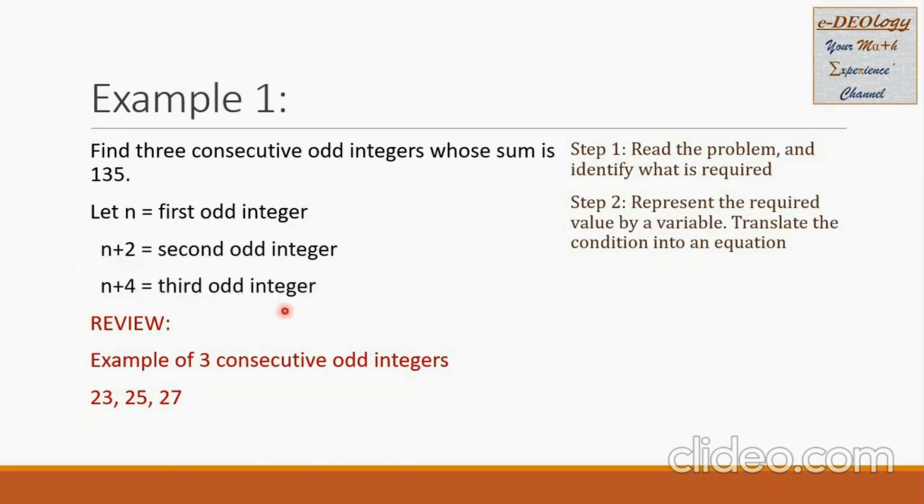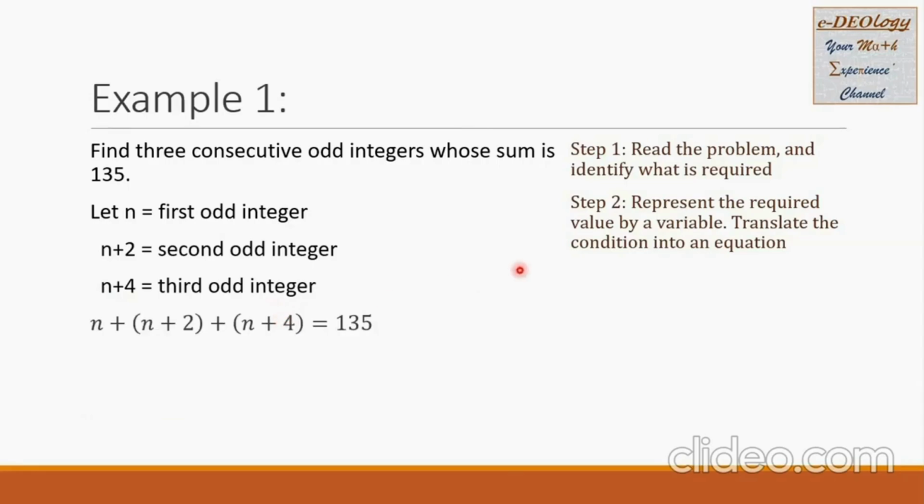For the third odd integer, we are going to write n plus 4, and this is with respect to the first odd integer. Look at our example here. The first odd integer is 23. The third is the 27. The gap between 23 and 27 is 4. So we write here n plus 4 as the third odd integer.